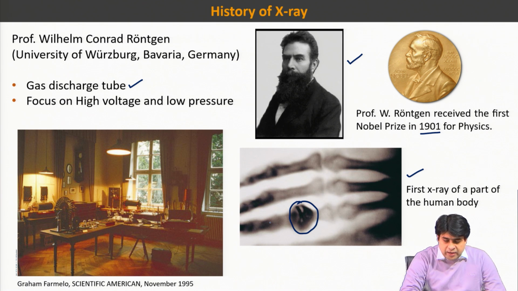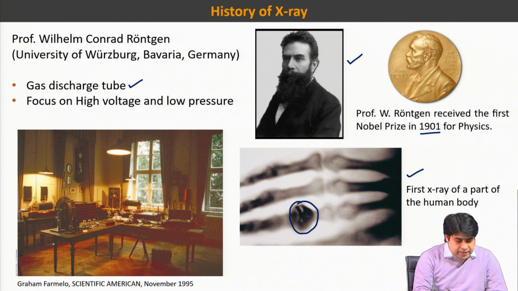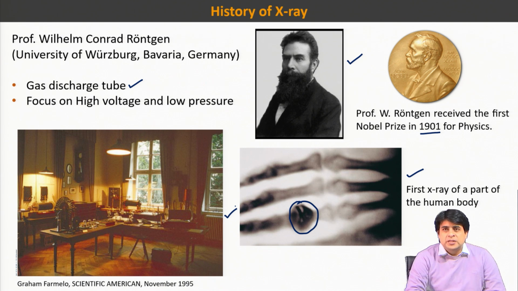This is basically a hand of his wife, and this is her marriage ring. This is the first X-ray radiograph of a human body that was taken by Professor Roentgen, and this is his lab where he discovered these mysterious rays in 1895.